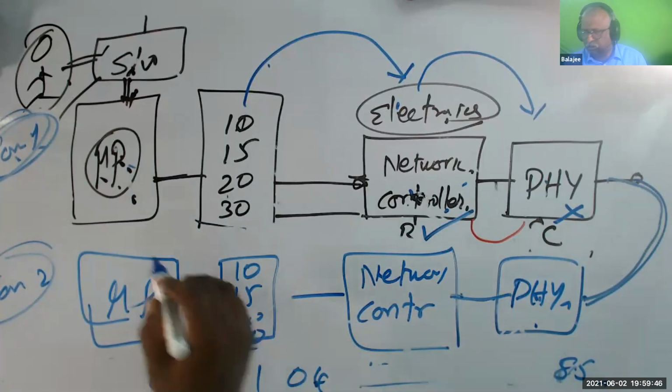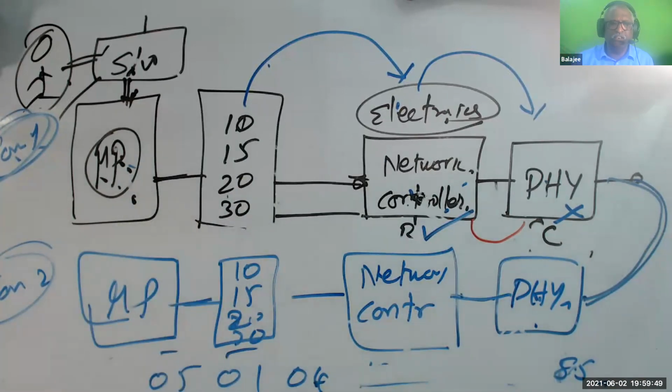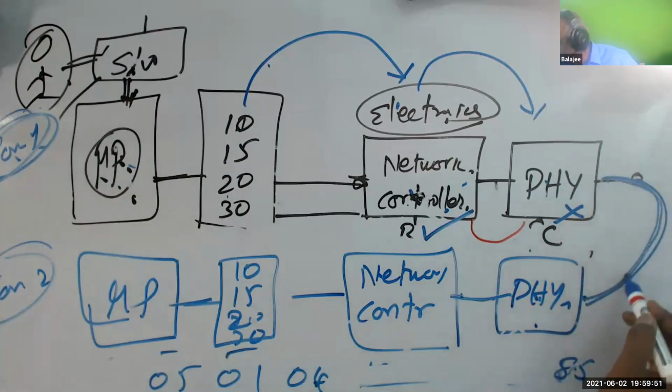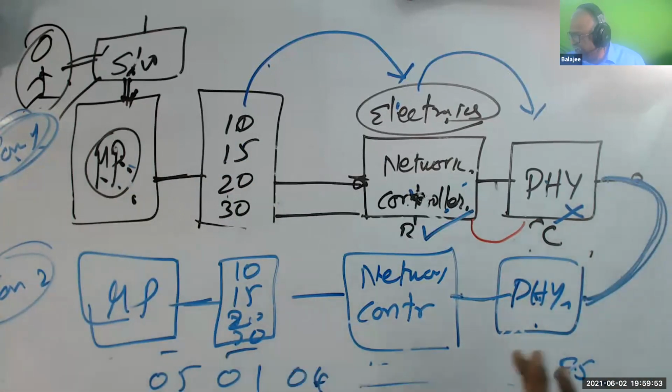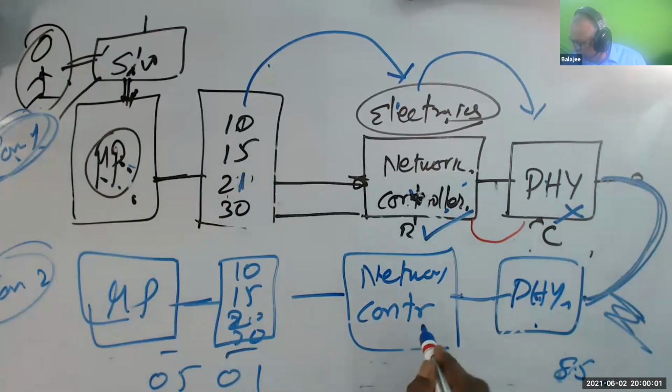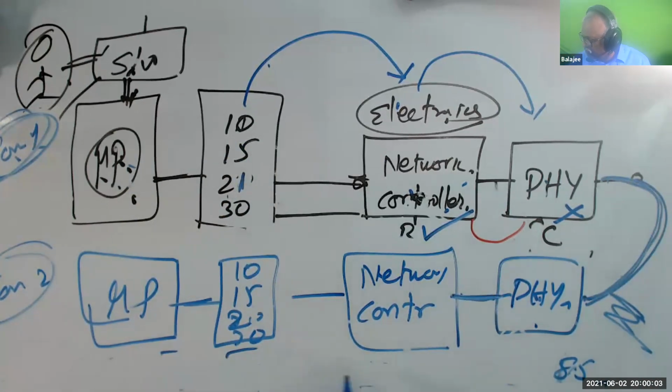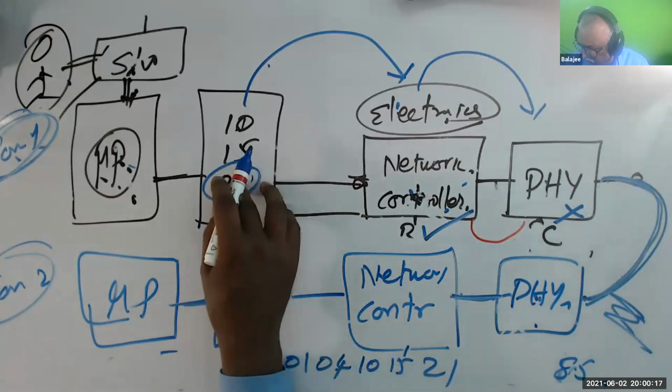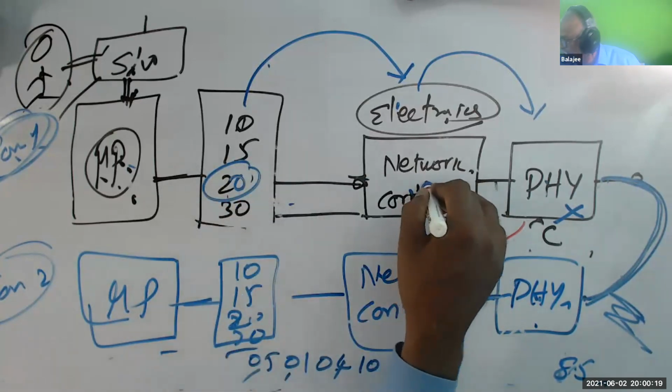So your data is lost. What you send has not gone. Suppose this guy sends the data correctly, but the 5 does not detect due to noise sometime. The one data 20 has changed to 21. So what this guy could have received is 05, 01, that is to address, from address, and 04 is your length. Then 10, 15, 21. You transmitted 20.